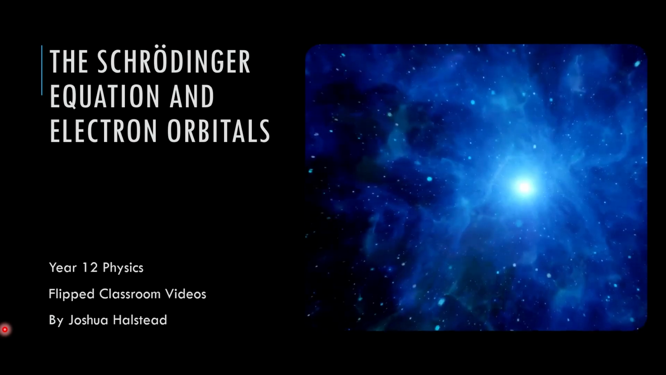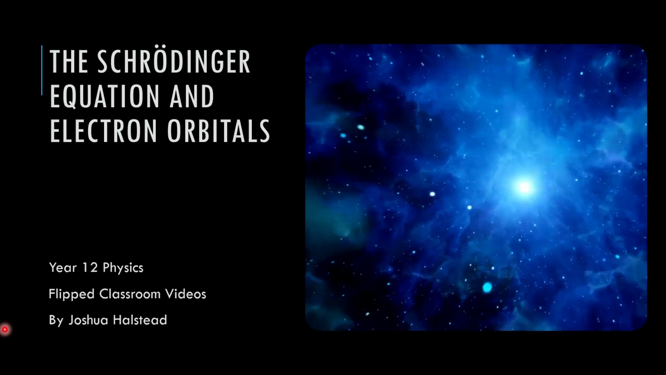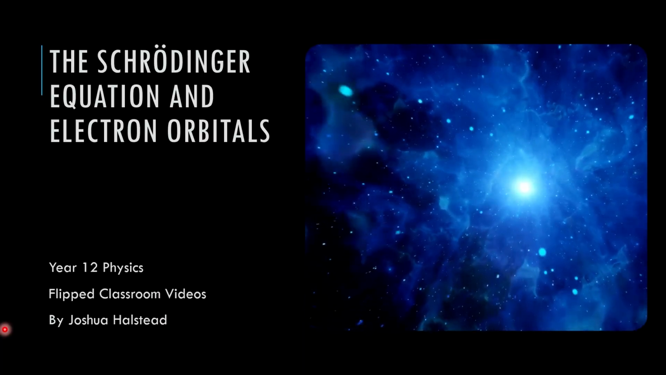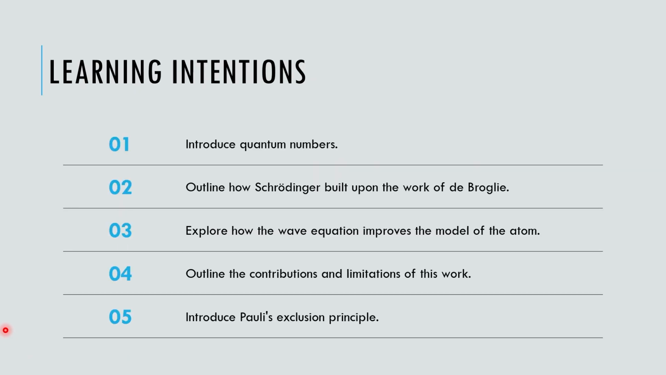G'day, in this video we're going to be unpacking the Schrödinger equation and looking at how it explains the nature and behaviour of electrons in orbitals. Today's lesson focuses on dot point 8.3.5, where we're being asked to analyse the contribution of Schrödinger to the current model of the atom. There's quite a lot that we need to unpack to get there though.